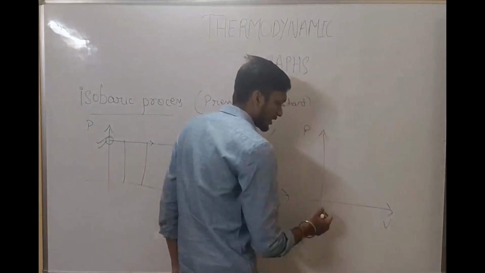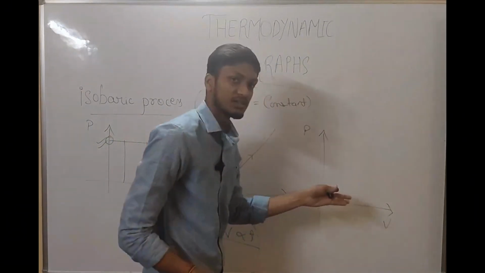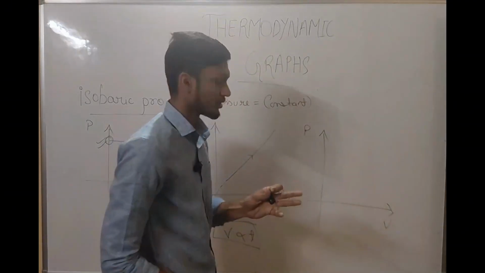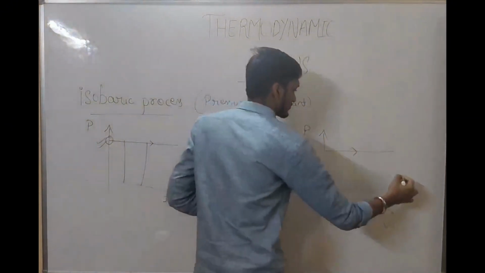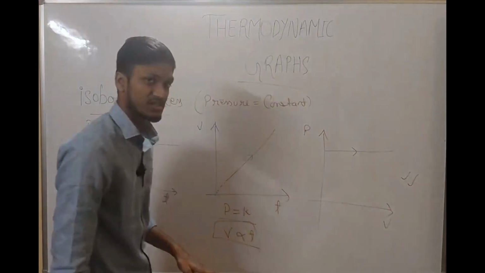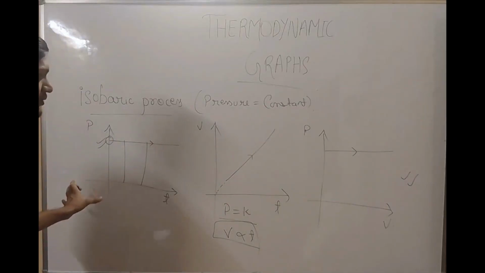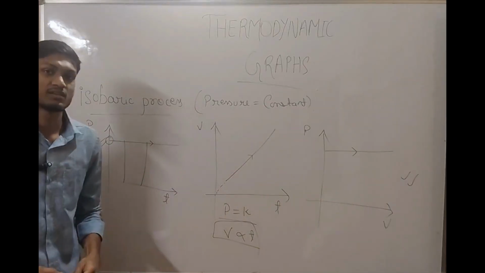PV graph. Again, even if the volume is increasing, we want the pressure to be constant. Again, the graph would look something like this. This is the discussion about the isobaric graphs in all three situations. Let's understand the next part.